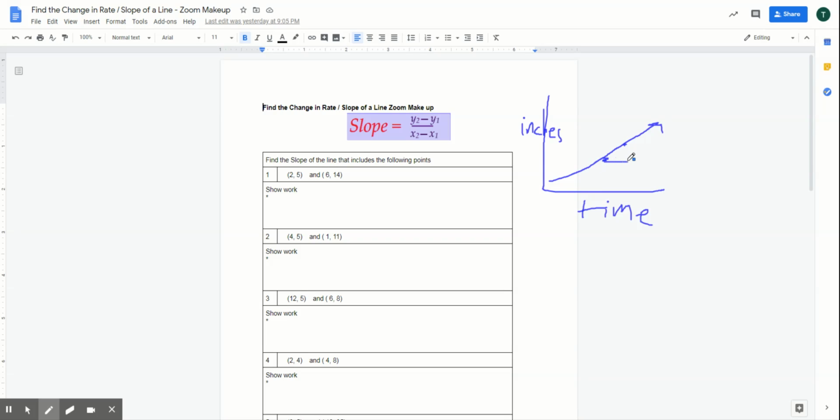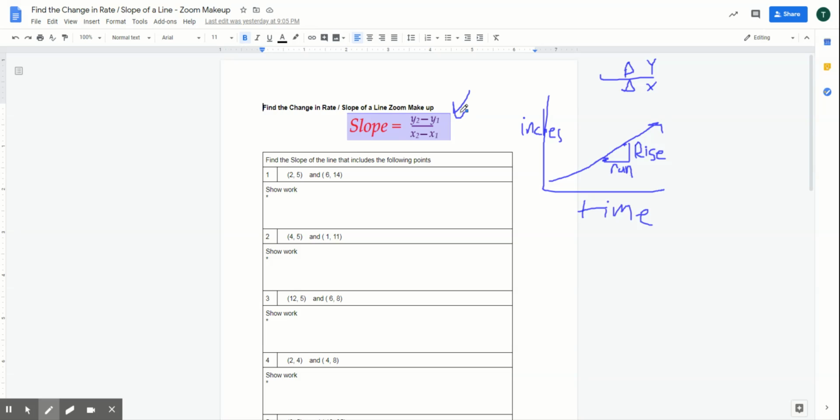And we also looked at how that was called the change in y. All right, so that's a little delta symbol for change over the change in x. And it's also known as the rise. How high does it go up? Over the run.